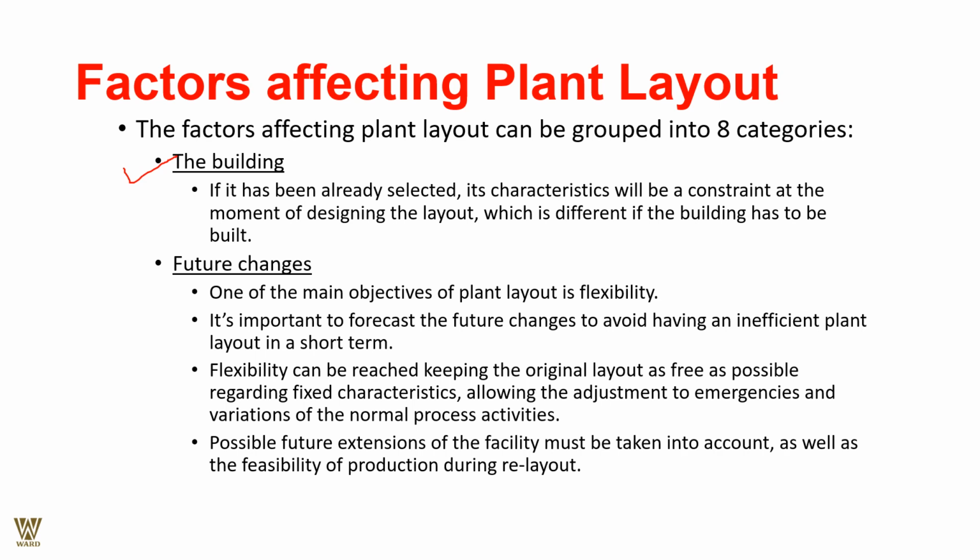The future change. One of the main objectives of the planning purpose is being flexible, always being flexible as often as possible. It is important to forecast future change to avoid having an inefficient plant layout in the short term. Flexibility can be reached by keeping the original layout as free as possible regarding fixed characteristics, allowing adjustment to emergencies and variations of the normal processes. We need to understand that possible future extension of the facility must be taken into account, as well as the production facility during the re-layout process as and when required.